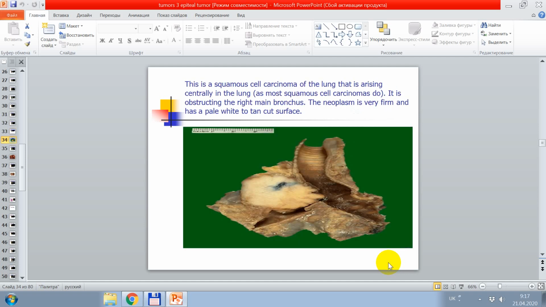This is a macroscopic picture of squamous cell carcinoma of the lung that is arising centrally in the lung, as most squamous cell carcinomas do. It is obstructing the right main bronchus. The neoplasm is very firm and has a pale white to tan-colored surface.